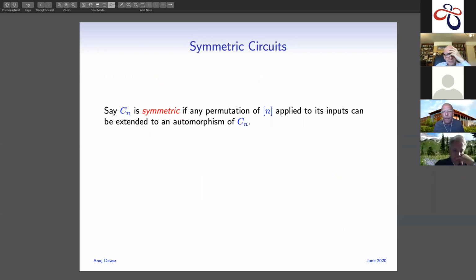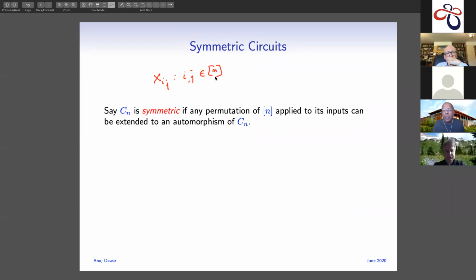Okay. Now I want to get to the topic that I've been discussing. We've been looking at symmetric circuits. What do I mean by symmetric circuits? So we're talking specifically about circuits for graph properties. So I should have said, the inputs to the circuit are indexed by pairs of variables. Sorry, by variables indexed by pairs in [n]. Okay, so we are thinking of the input as an n-vertex graph.